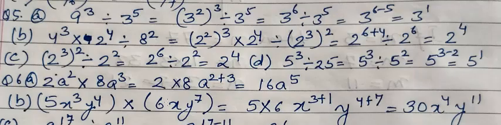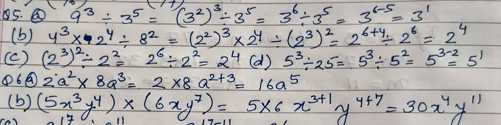Now coming to question number 5, 9^3 divided by 3^5. So here I will change this 9. 9 can be written as 3 squared and raised to the power of 3, which comes out to be 3^6, divided by 3^5, which comes out to be 3 raised to the power of 6 minus 5, which is 3^1.